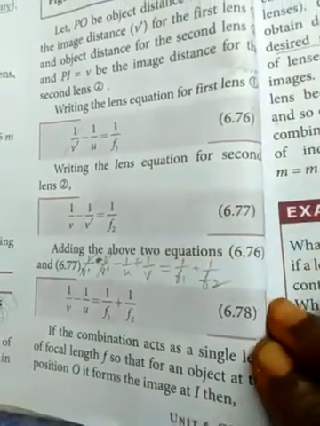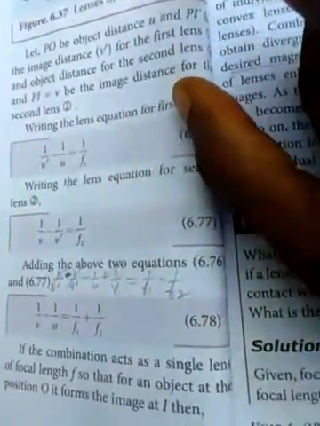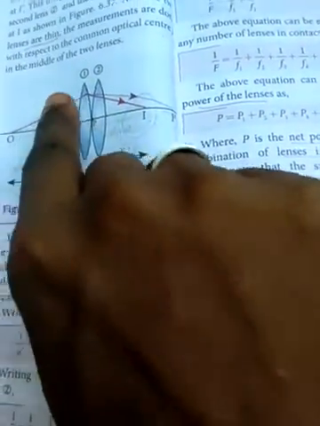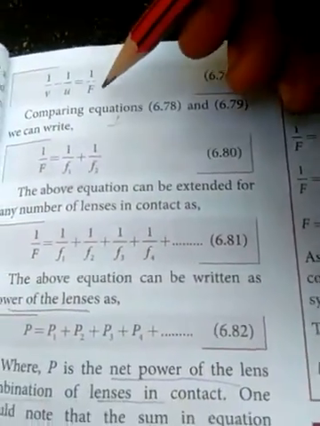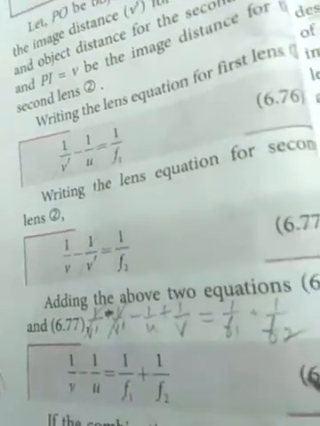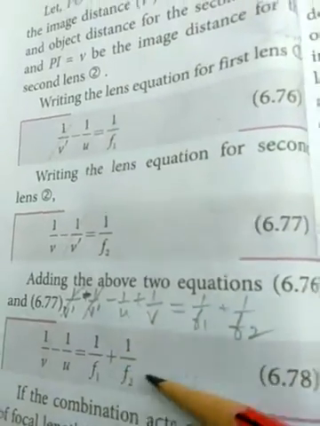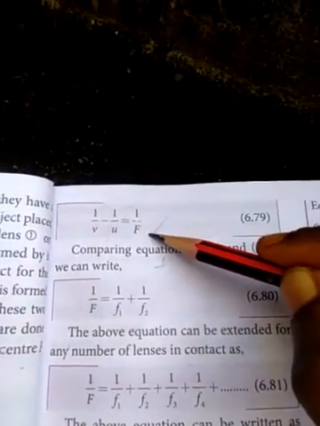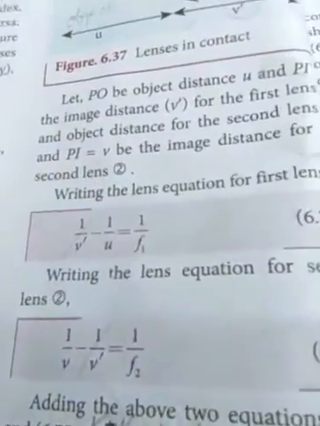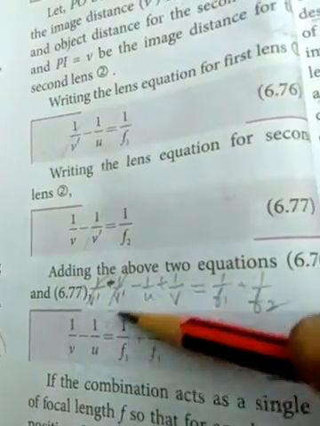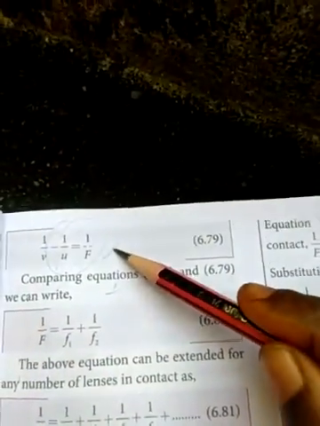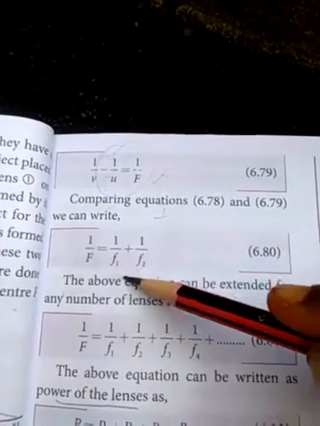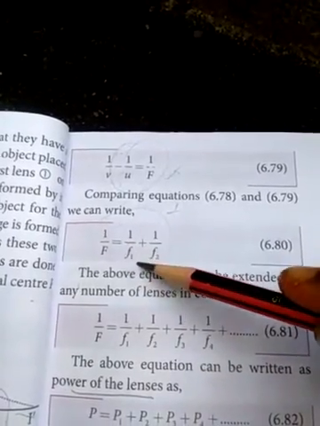For the object at position O, the combination creates the image I. So we have the formula 1/v minus 1/u equal to 1/F. We substitute this into equation 6.78 and find the value of 1/v minus 1/u, which we take as 1/F, the capital F. The balance is 1/f1 plus 1/f2. So 1/F equals 1/f1 plus 1/f2.